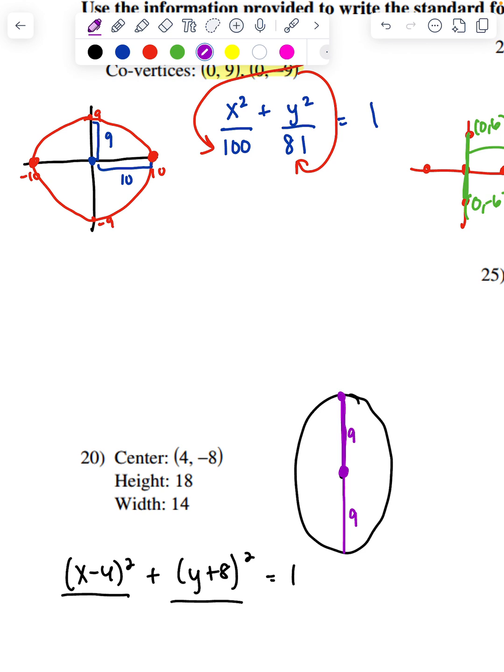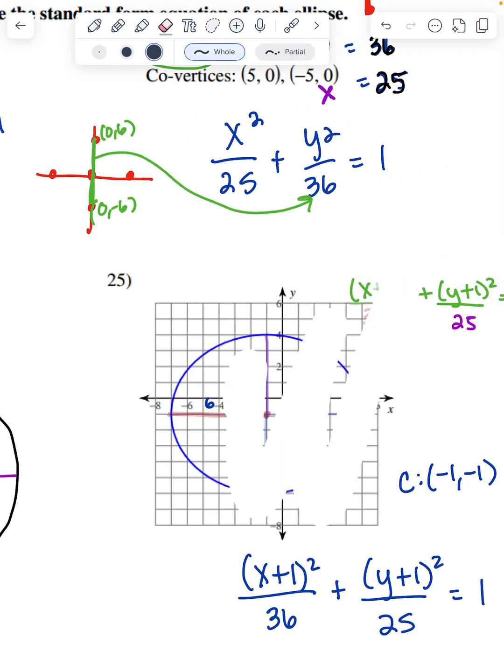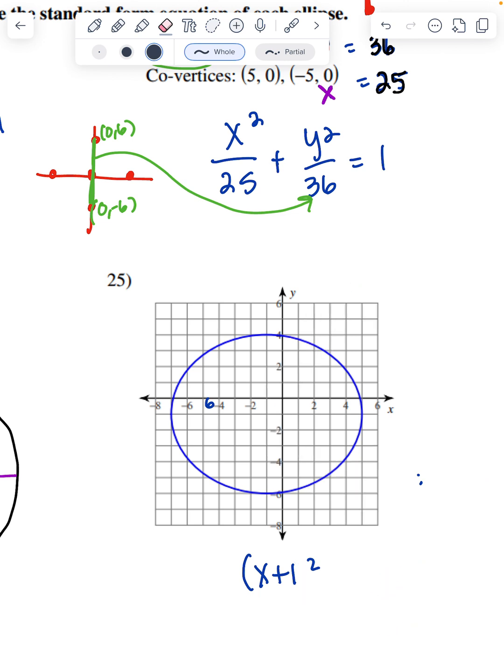And 9 squared is 81. And 81 is going up and down. So that goes under my y. Right? Up and down. The width is 14. Half of 14 is 7. 7 squared is 49, and it goes under my x because it's going left and right. So these are just application problems of all of the ellipse stuff that we have been working on.